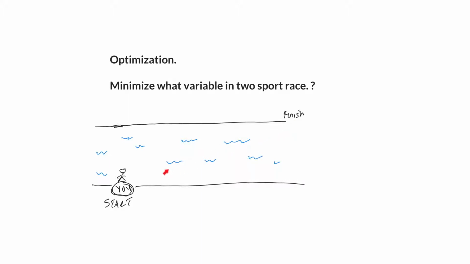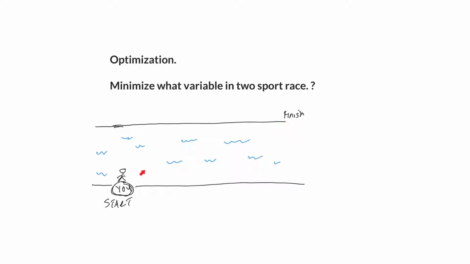Because when you race professionally, the officials will time you. So in this case, we want to minimize the time from start to finish. However, there are conditions. In order to get from here to here, you have a swimming speed. Now, there's an option. You can swim from the start directly to the finish.